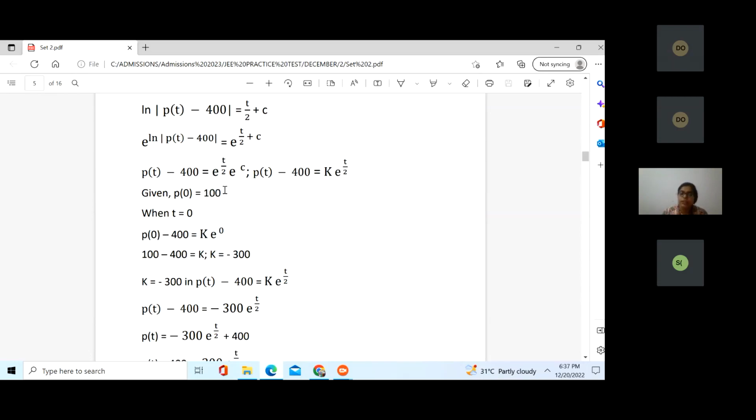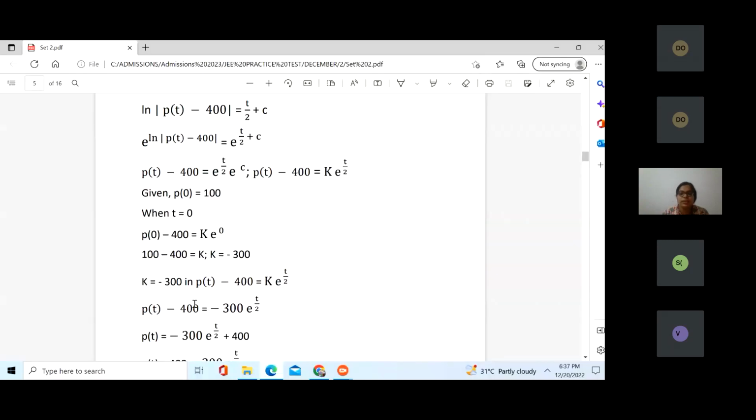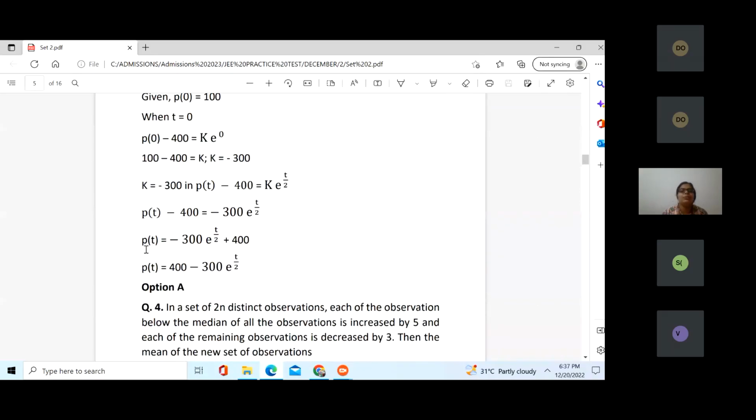Now they have given me the value of p(0), it's 100. So 100 minus 400 equals k, and I find that k is minus 300. Now I can substitute the value of k in this equation: p(t) minus 400 equals minus 300 e raised to t by 2. Rearranging the terms, p(t) is equal to minus 300 e raised to t by 2 plus 400. So it's just 400 minus 300 into e raised to t by 2.